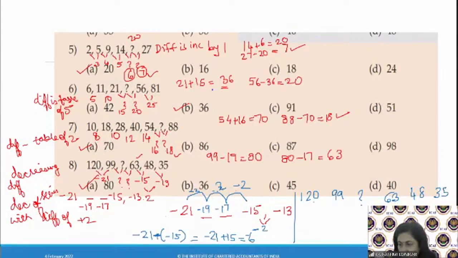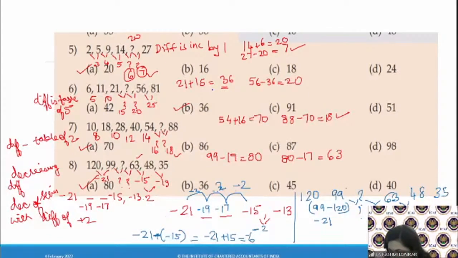Now let us see what is the difference. What is 99 minus 120? This I know is minus 21. Second number minus first number. But here what will happen? I don't know, because this difference I am not able to find out. This difference also I don't know. But here I am able to find out.